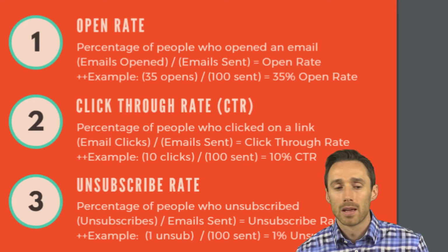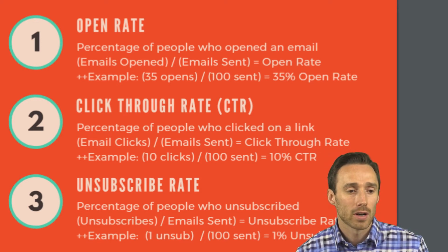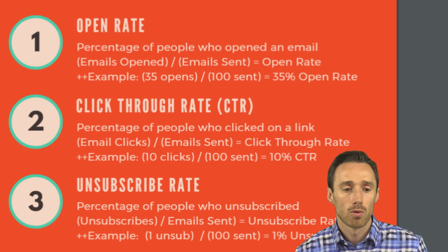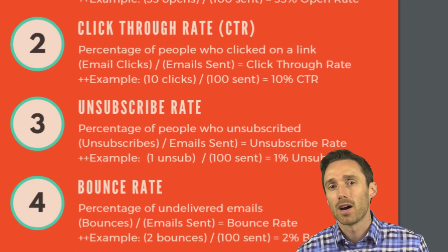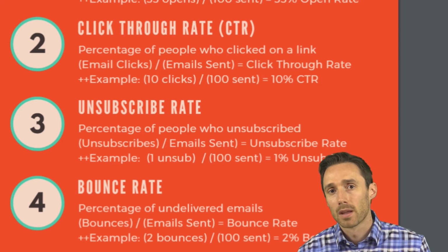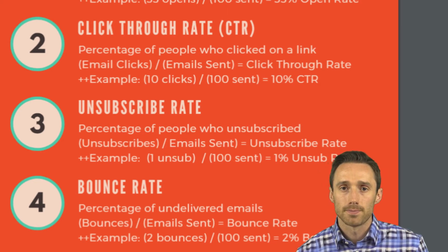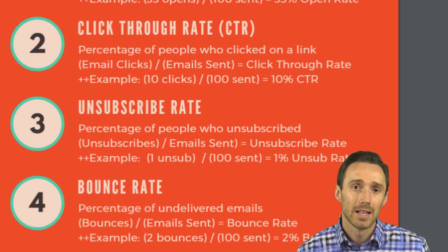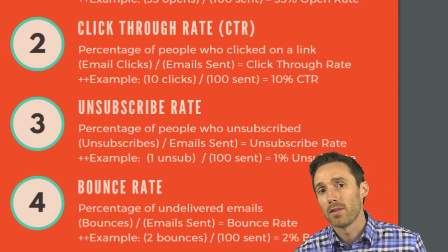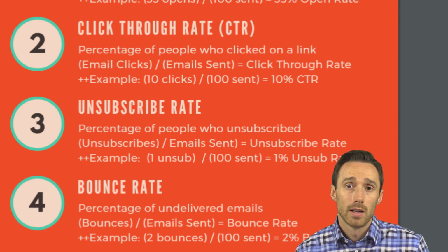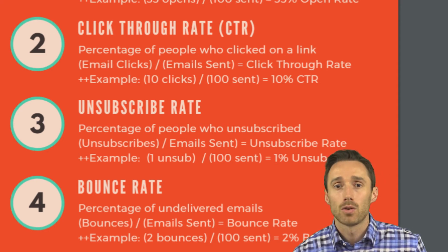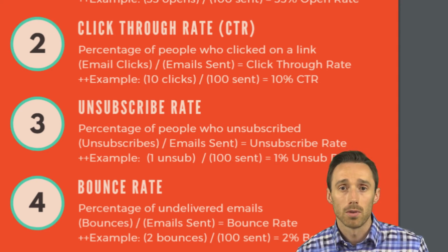The next metric that we're going to look at is called the click-through rate. This is the number of people who clicked on a link in your email. If you send 100 emails and 10 people click on a link that you had in the email, this will give you a 10% click-through rate. In your email, you might have a link to one of your products. You might have a link to one of your blog posts.